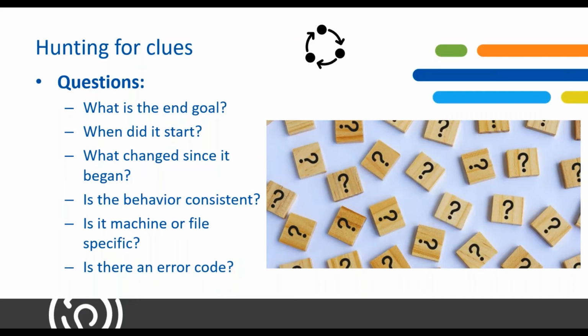But as far as tech support is concerned, in SOLIDWORKS issues, I think this is still a pretty tried and true method. So these questions are: What is the end goal? When did the problem start? What changed since it began? Is the behavior consistent? Can we repeat it basically, or was it a one-time sort of thing? Is it specific to the file, or is it specific to the machine that we're dealing with? And was there an error code collected? Now, most of these do feel like they're pretty basic, but all of these things are important.